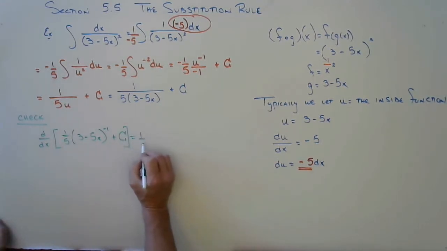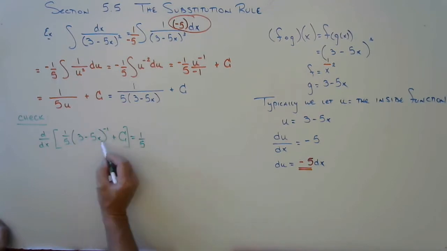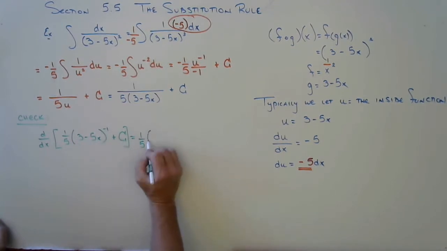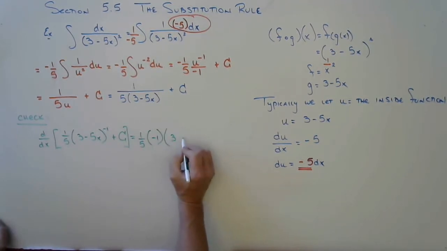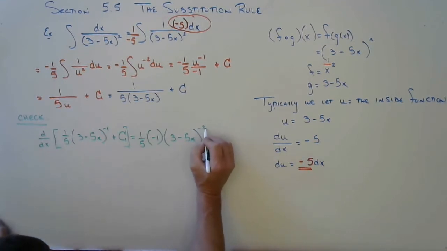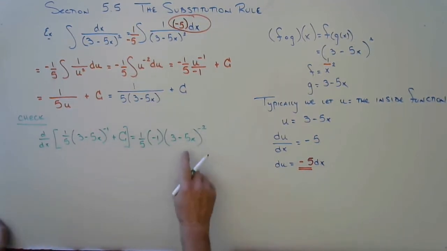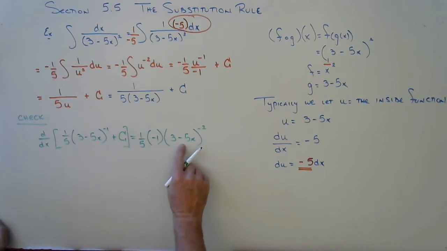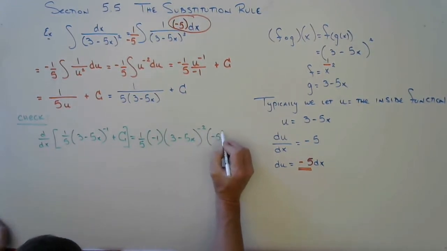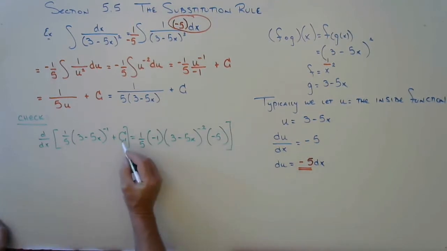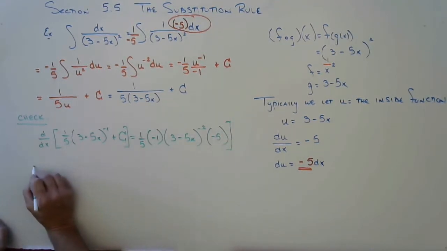We get 1/5. The derivative of this, we're going to bring down the negative 1. The new power, we're going to take away 1 because we're differentiating. That's going to be negative 2. And we're going to take the derivative of what we see inside, chain rule. The derivative of what we see inside is negative 5. And then, of course, the derivative of the constant equals 0.